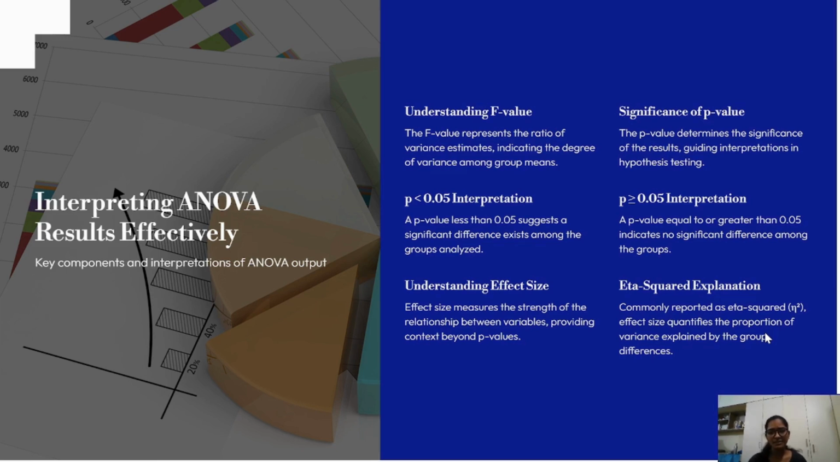Understanding effect size. Effect size measures the strength of the relationship between variables, providing context beyond P values. Eta squared explanation. Commonly reported as eta squared. Effect size quantifies the proportion of variance explained by the group differences.